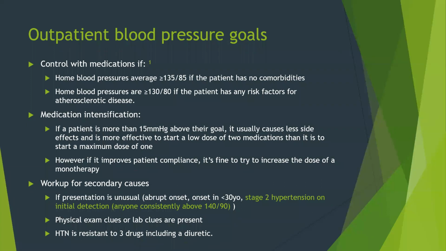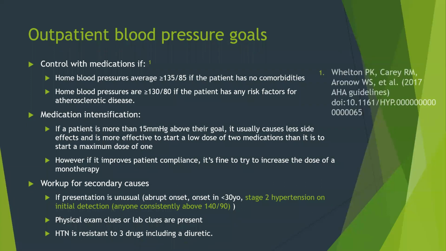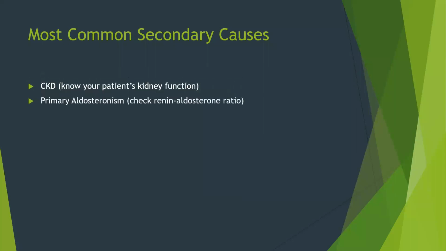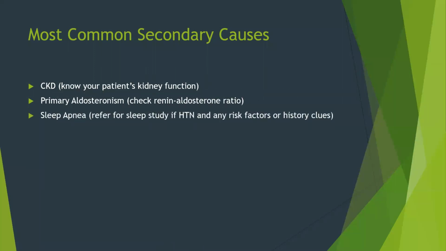What secondary causes should you work up for? I want you to remember just a couple of them. The most common secondary cause is CKD. A lot of times in IR, you're probably already going to know if somebody has CKD or not, because some of your patients will come to you with a known history of CKD. If they don't have comorbidities, primary aldosteronism. The renin aldosterone ratio is very easy to check these days, to send out. So you can do that.